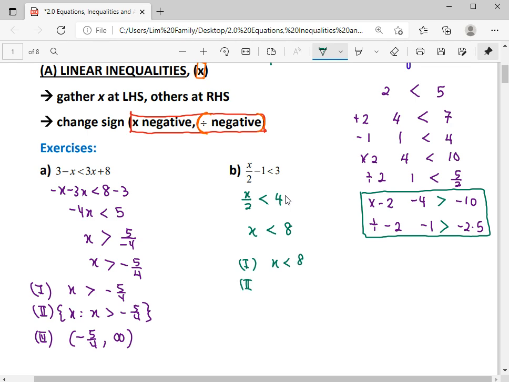If I want to put in set notation, I just use the curly bracket. If I want to put in interval form, because less than 8 means it starts from negative infinity until 8. And then we see the 8 here, not equal sign, means it will not include, open bracket. So that is how we solve the linear. So linear will be quite easy. When we move the x around, we get the answer already.